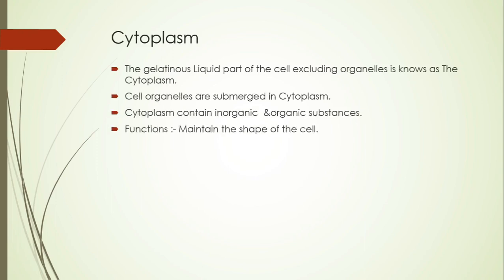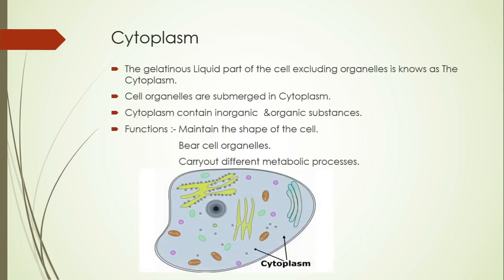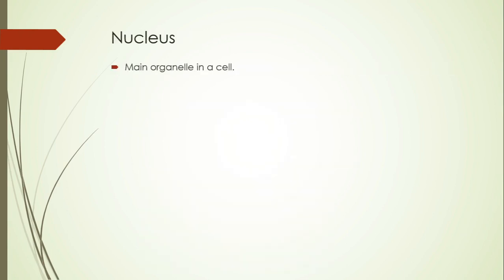Cytoplasm. The gelatinous liquid part of the cell excluding organelles is known as the cytoplasm. Cell organelles are submerged in cytoplasm. Cytoplasm contains inorganic and organic substances. Functions are, maintain the shape of the cell. Bear cell organelles. Carry out different metabolic processes.